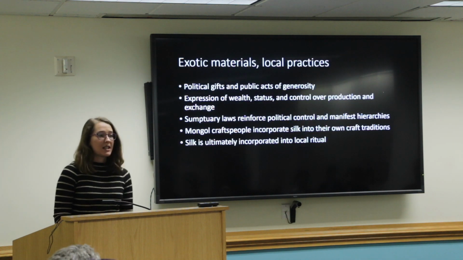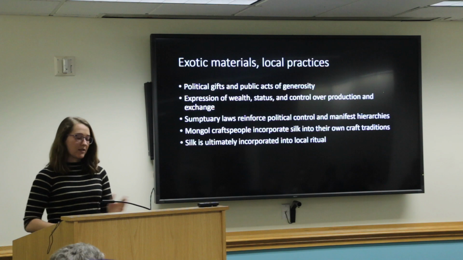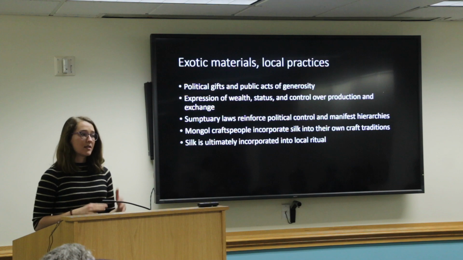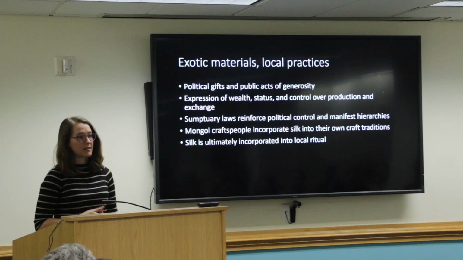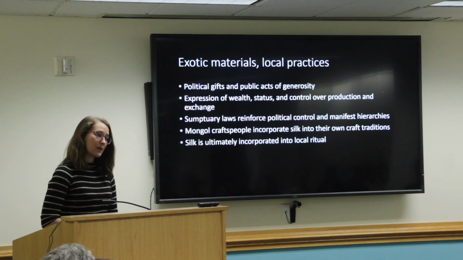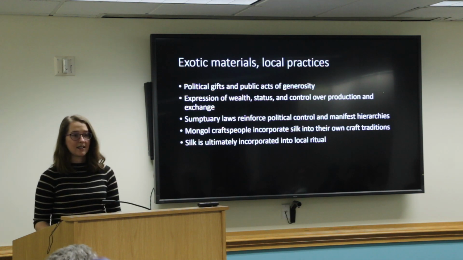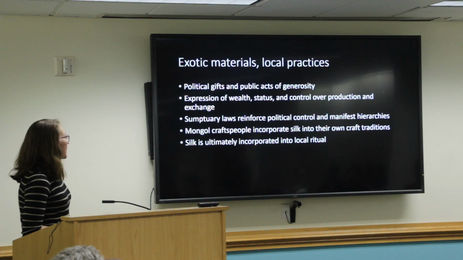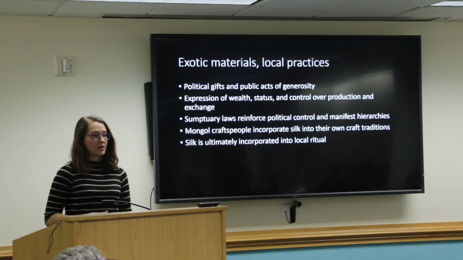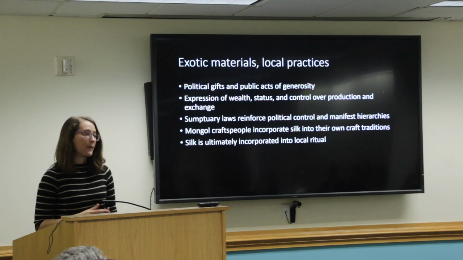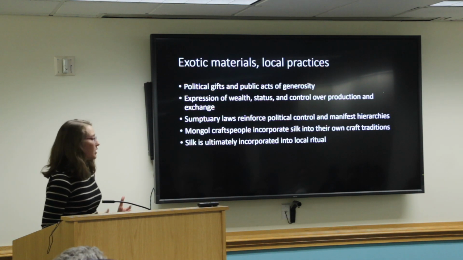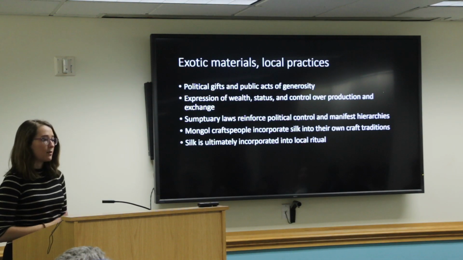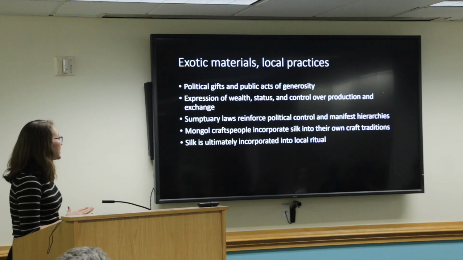What I'm really interested in is local practices. There have been a lot of really interesting studies. I recommend, if people are interested, Thomas Allsen's book, Commodity and Exchange in the Mongol Empire, which is a really excellent study from a historical perspective of what silk does in Mongol political culture. But I think once we look at the archaeology, we're also going to see local practices that go beyond a little bit some of this political activity. It's really important, but I think there's more that we can get out of this material.